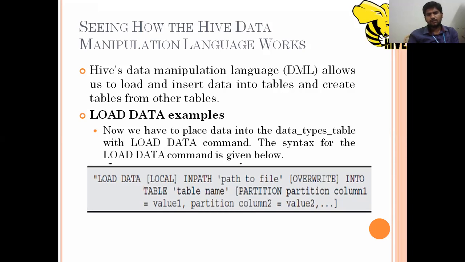So how are we going to load the data? We place data into a data types table with the LOAD DATA command. The simple syntax is given below. LOAD DATA LOCAL INPATH filepath OVERWRITE INTO TABLE tablename PARTITION (partcol1=val1, partcol2=val2). So partition column 1 has a value 1 and partition column 2 has a value 2, and so on.